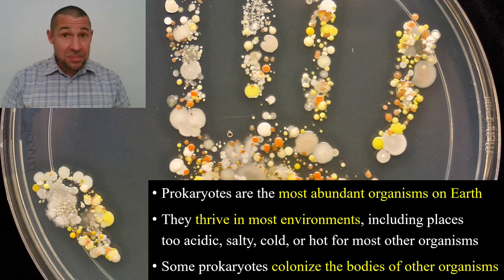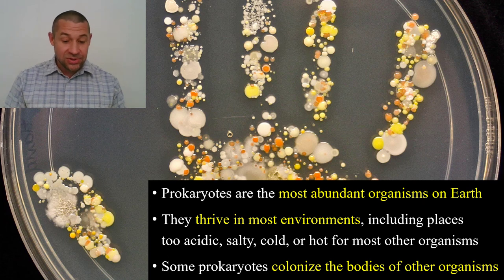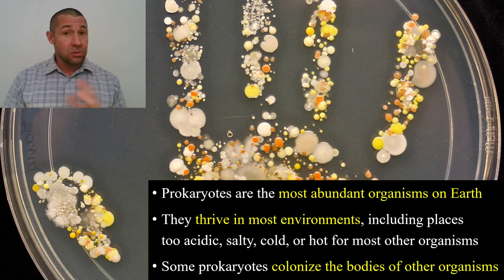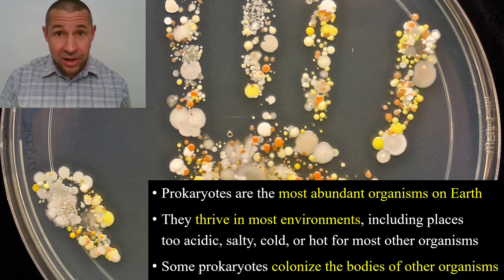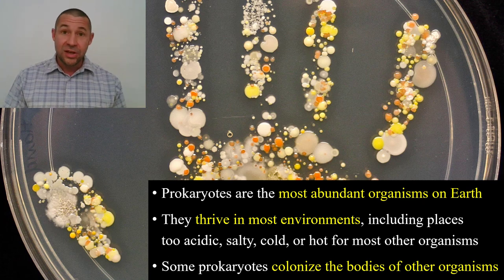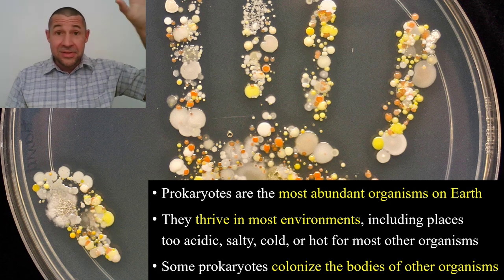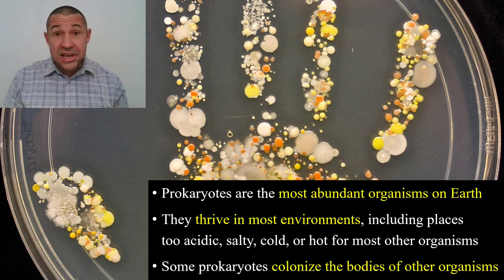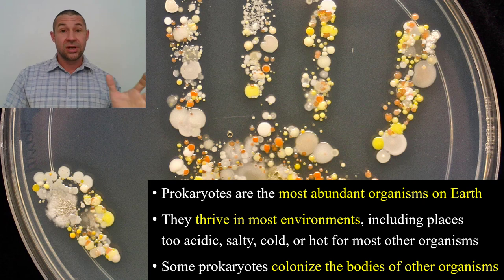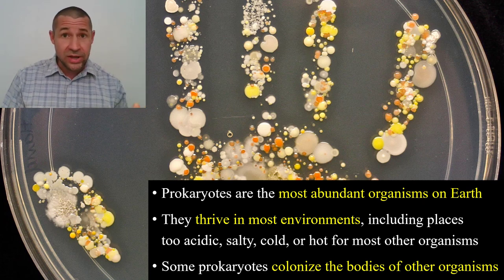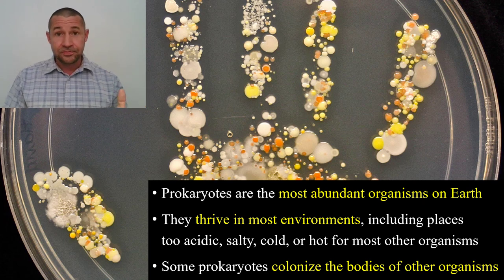This is truly the planet of the prokaryotes. They were here long before us, and they will be here long after eukaryotic organisms are gone. They thrive in every conceivable habitat on the planet, from way up in the atmosphere to deep within the Earth's crust, from Himalayan peaks to the Mariana Trench, 36,000 feet below sea level.